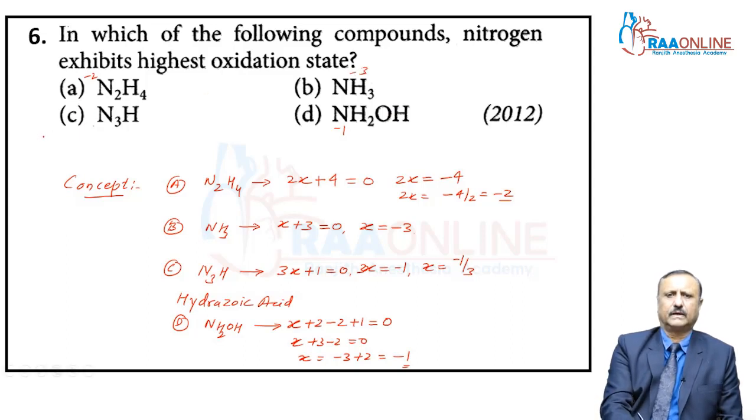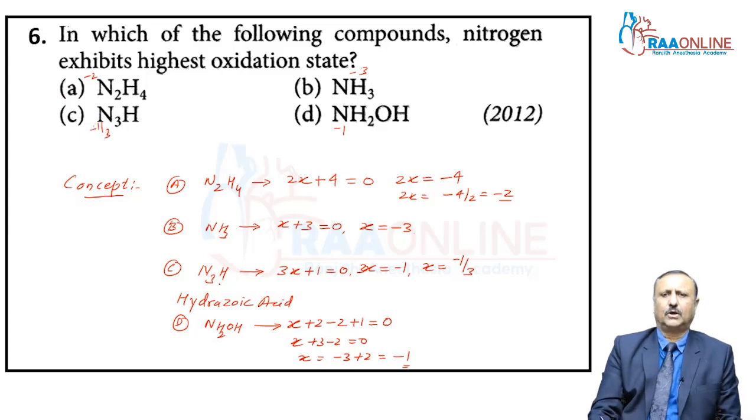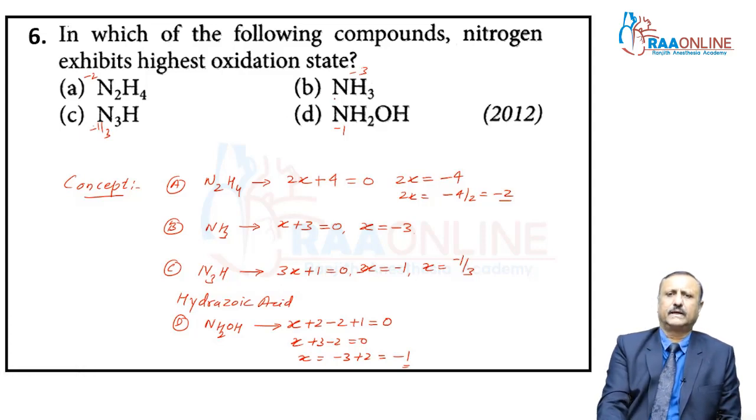So here you get the oxidation states of nitrogen. Now the question is: in which of the following compounds does nitrogen exhibit the highest oxidation state? Here nitrogen has negative oxidation states, and among them N3H has minus 1 by 3. So it is the highest oxidation state. So you get option C as the answer to question number 6.